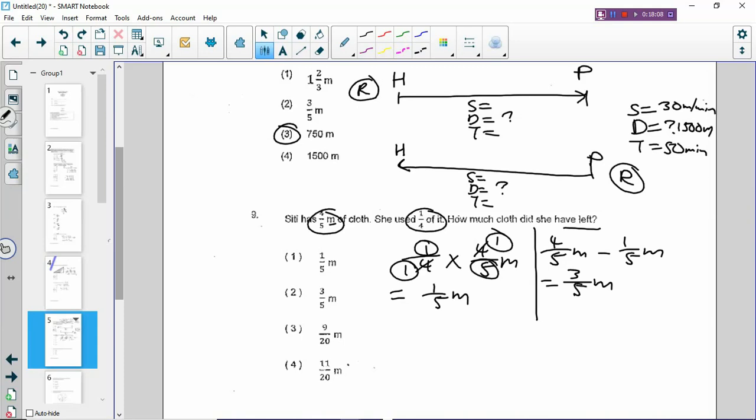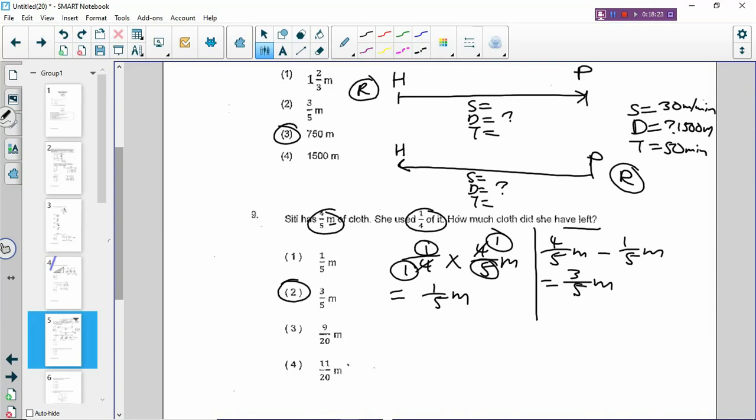So take note of the fractions. If the two fractions are different, you cannot subtract them. You cannot add them, you cannot subtract them. You cannot make the denominator the same also, because they are different. They refer to different things.